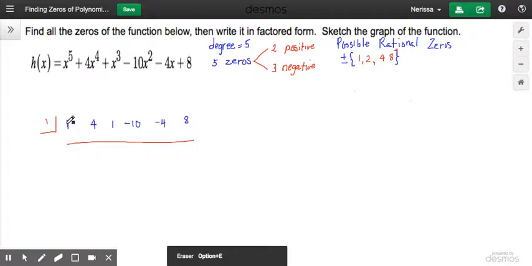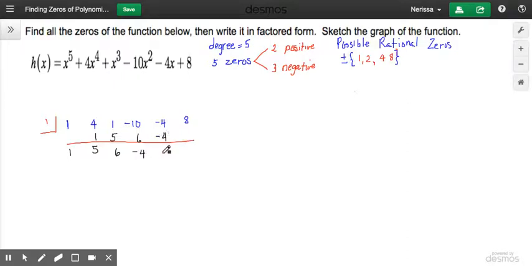So we'll have 1, we bring it down, 1. 1 times 1 is 1. 4 plus 1 is 5. 5 times 1 is 5. 1 plus 5 is 6. 6 times 1 is 6. Negative 10 plus 6 is negative 4. Negative 4 times 1 is negative 4. This is negative 8. Negative 8 times 1 is negative 8. And we found a 0 right away.